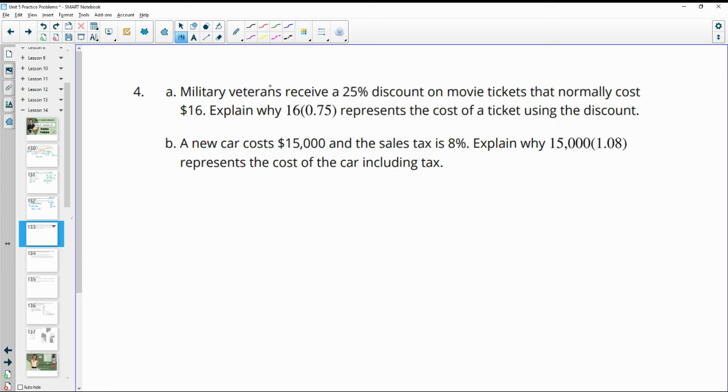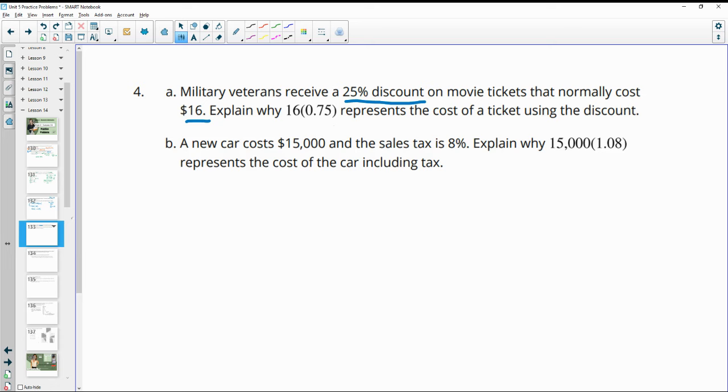Number 4, a military veteran. Military veterans receive a 25% discount on movie tickets that normally cost $16. Explain why 16 times 0.75 represents the cost of a ticket using the discount.